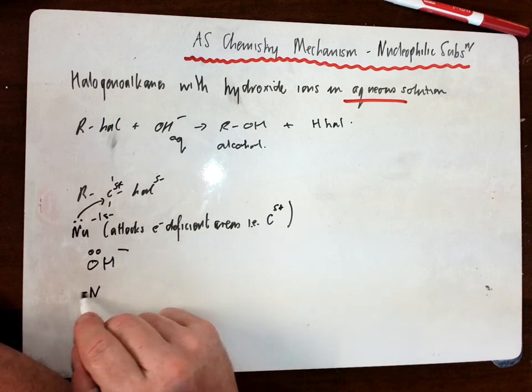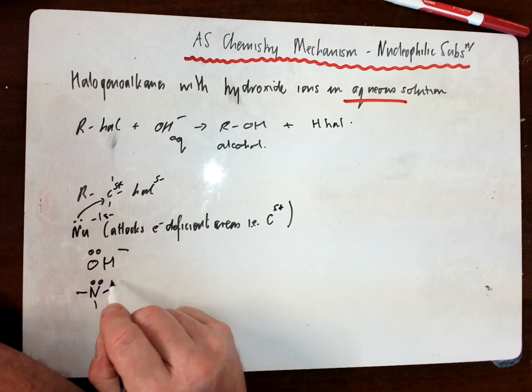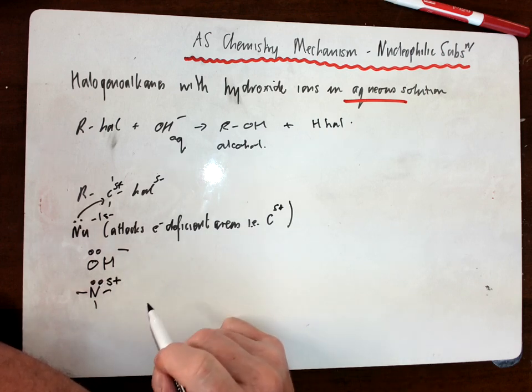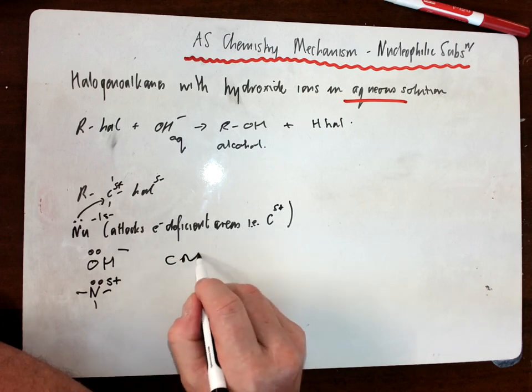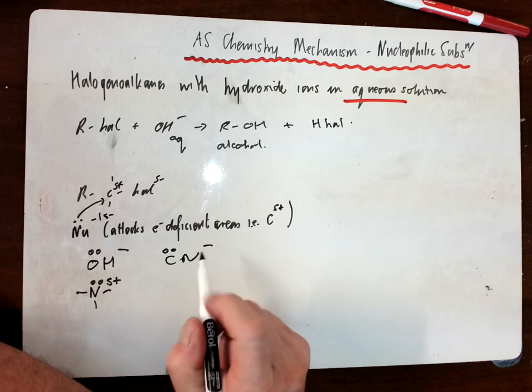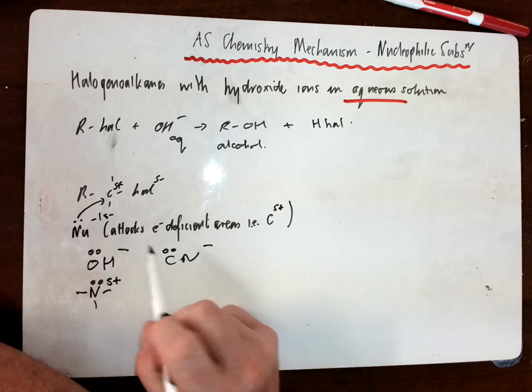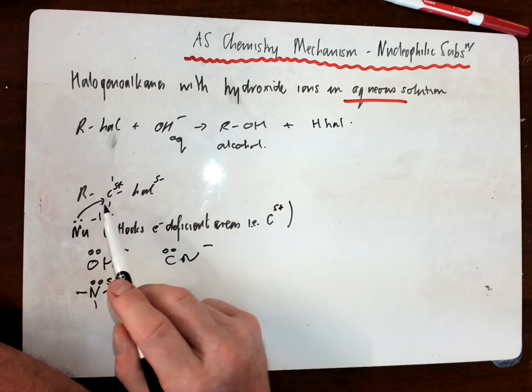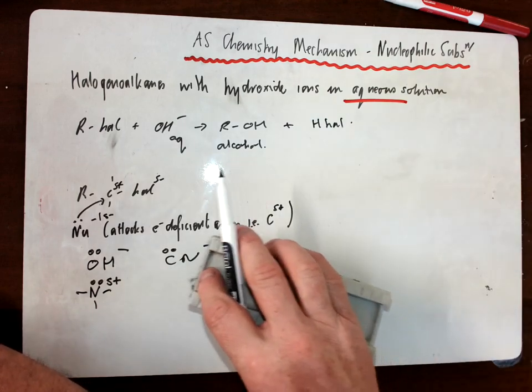Other nucleophiles you might come across would be things like ammonia, which has a delta negative charge on it. Cyanide ions will be in the syllabus, you come across them, and again negative charge. And all of these are things which react with haloalkanes in similar fashions.